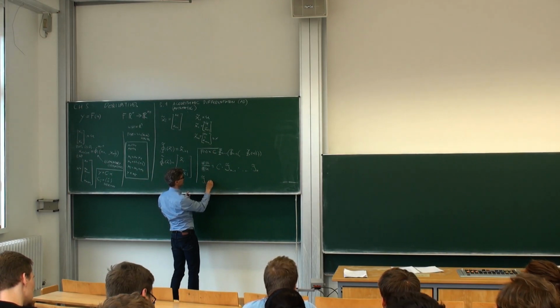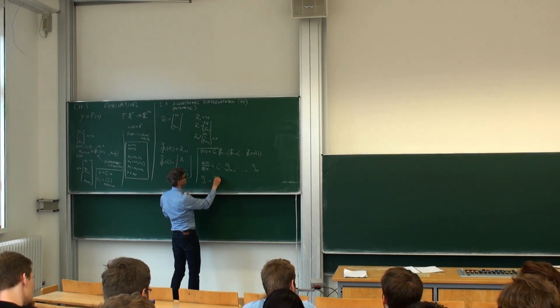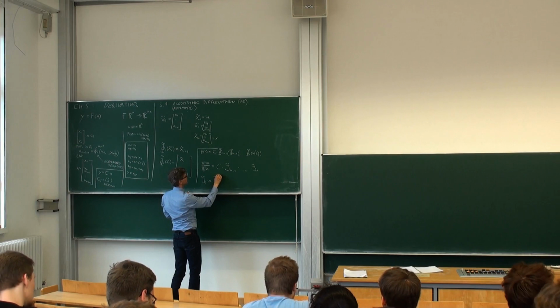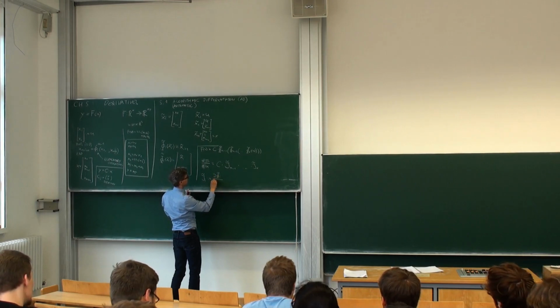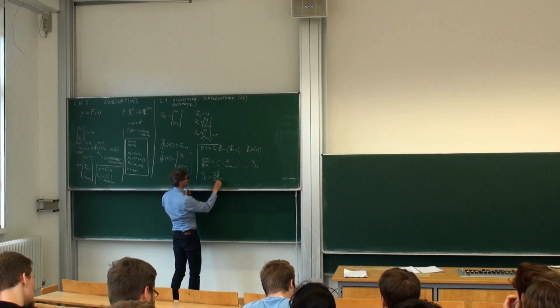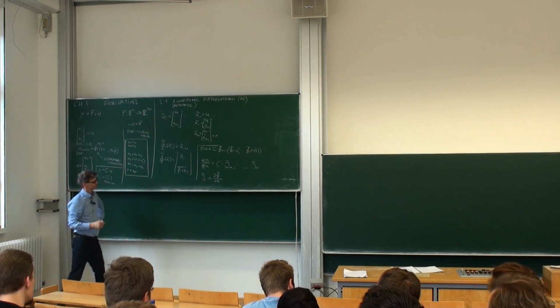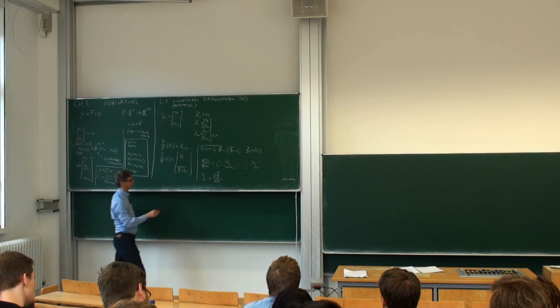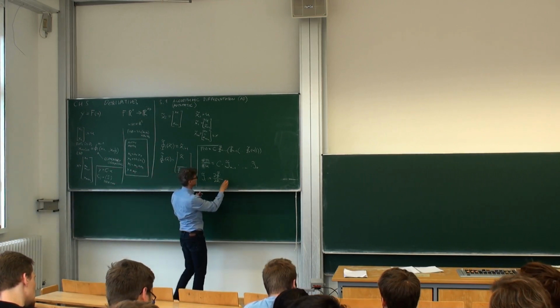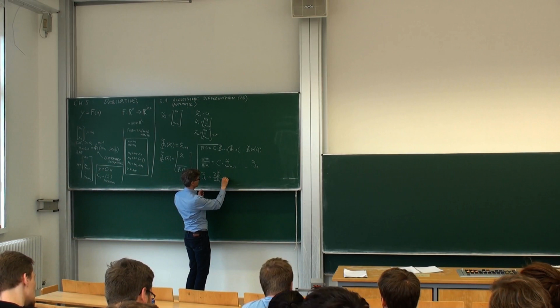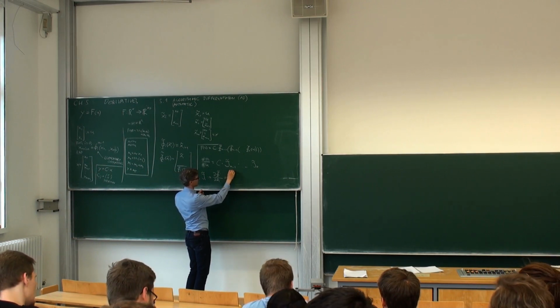So J tilde I is defined to be the partial derivative of phi tilde I with respect to its input argument, which is x tilde I. Maybe I'm getting very abstract, but we will apply it in a minute. So what is this Jacobian here? How does it look?